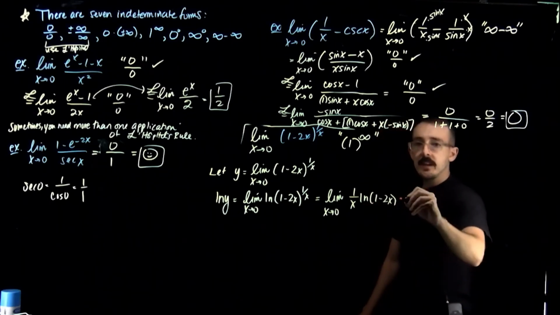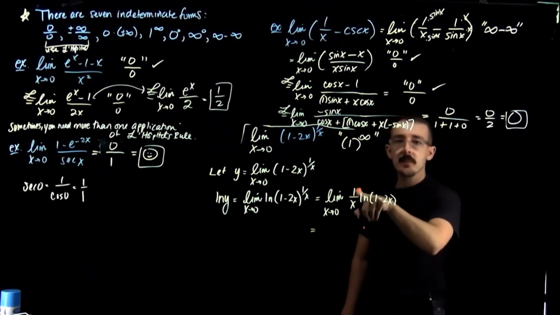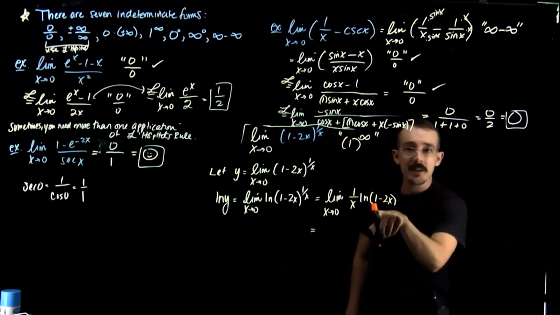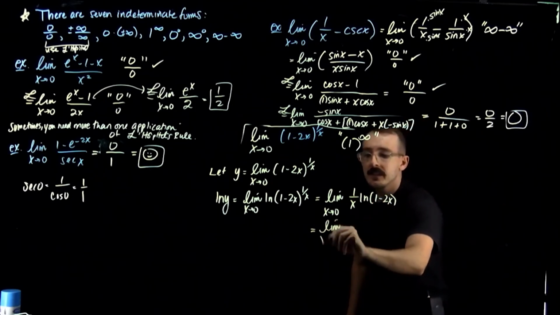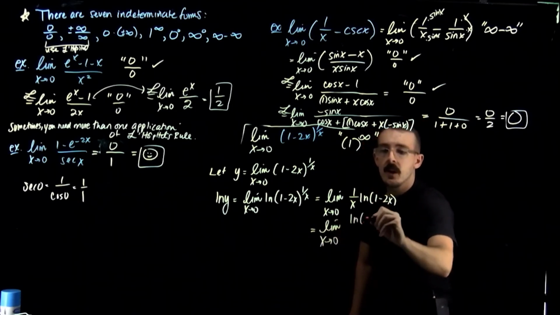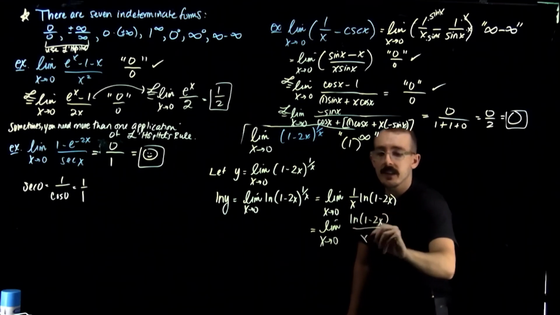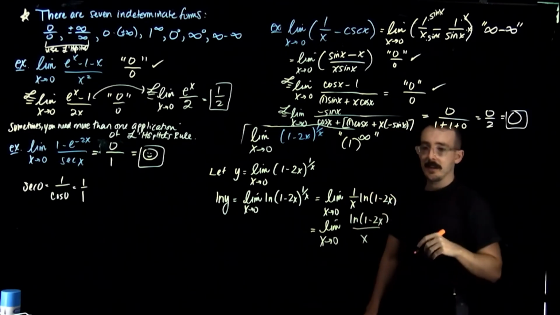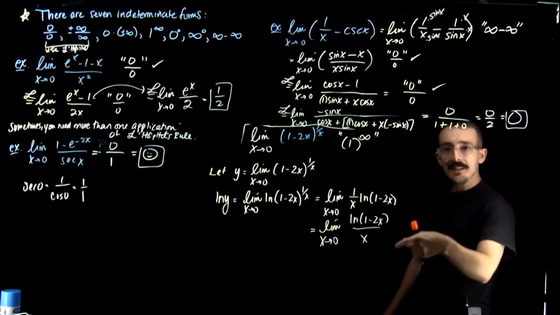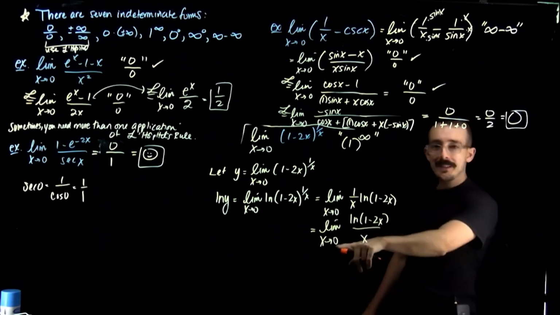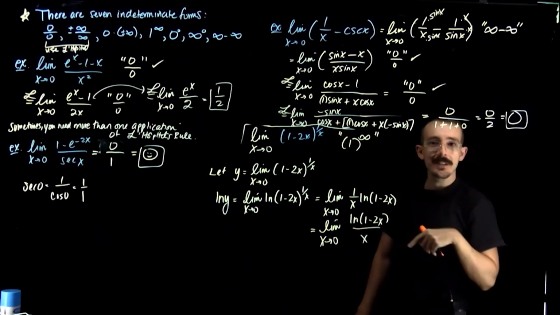However, instead of multiplying by 1 over x, just make x the denominator. So it's the limit as x goes to 0 of log of 1 minus 2x over x. That's the same thing, right? You just have it in the denominator. At this stage, I see a fraction. I'm going to try plugging in 0 and see if I have the right type of indeterminate form.